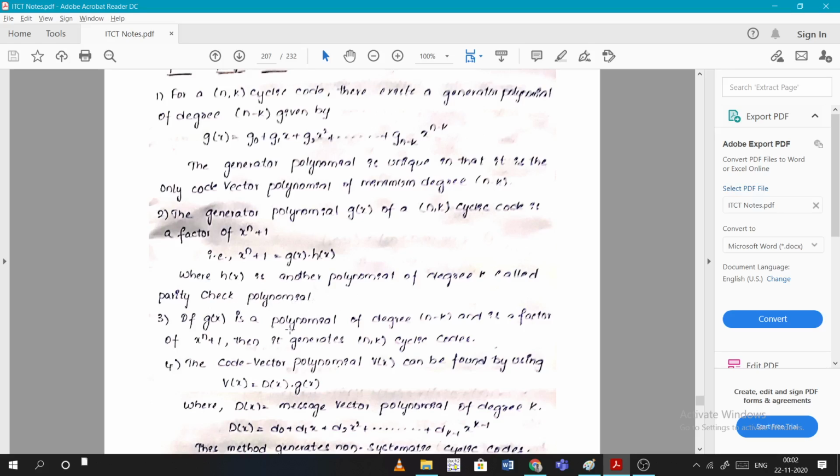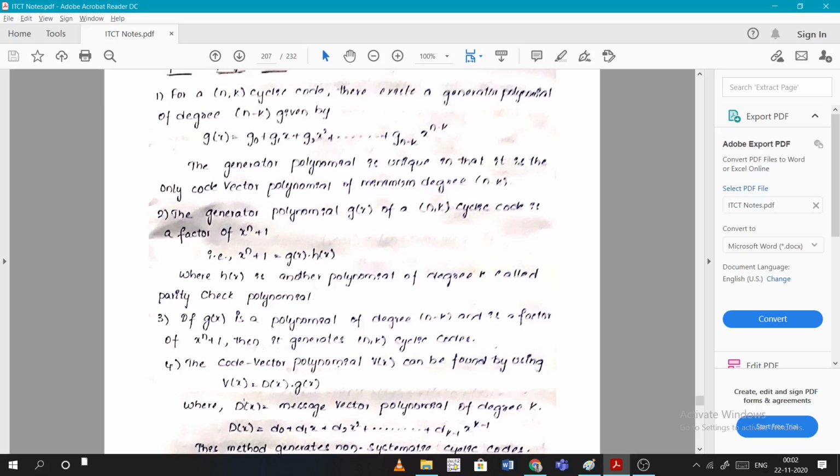If the code vector polynomial v(x) can be found by using v(x) = d(x) into g(x). The same as in the linear block code where we wrote c equals data d into generator matrix. In the same way here also there is a generator polynomial. Here in the cyclic code we use polynomials, right? So instead of c we wrote v, that's it.